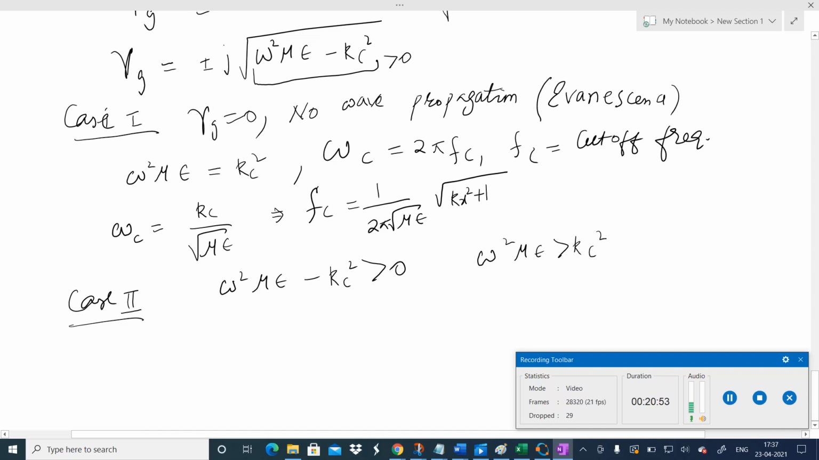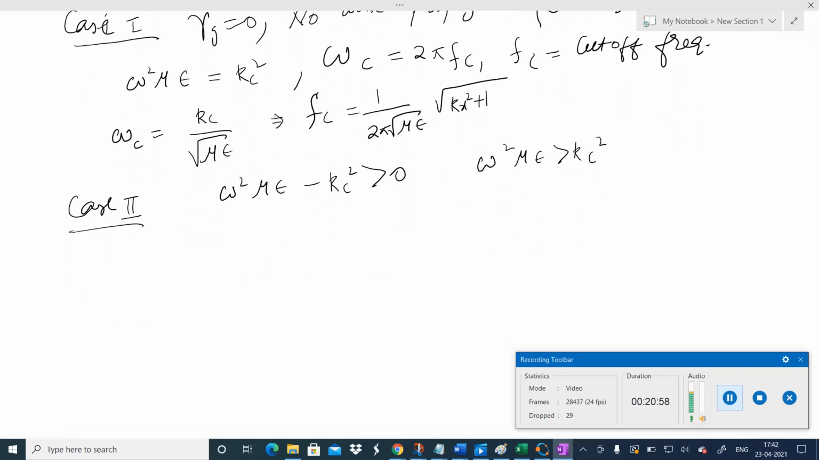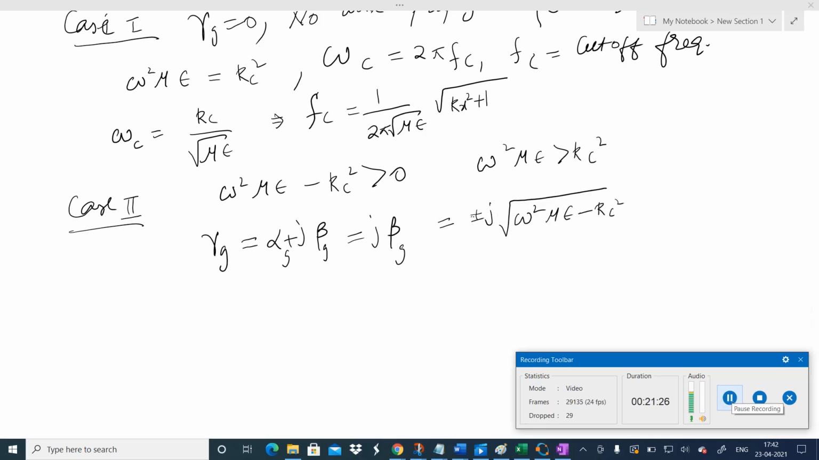Okay, and the propagation constant, in such a case we know that our gamma g, which was represented as alpha plus j beta, now because sigma is 0, it is a lossless case, so alpha is 0, so it is only j beta g. I will represent it as gamma g. And which is also equal to, as we have seen just now, plus minus j under root of omega square mu epsilon minus kc square. We just saw it.